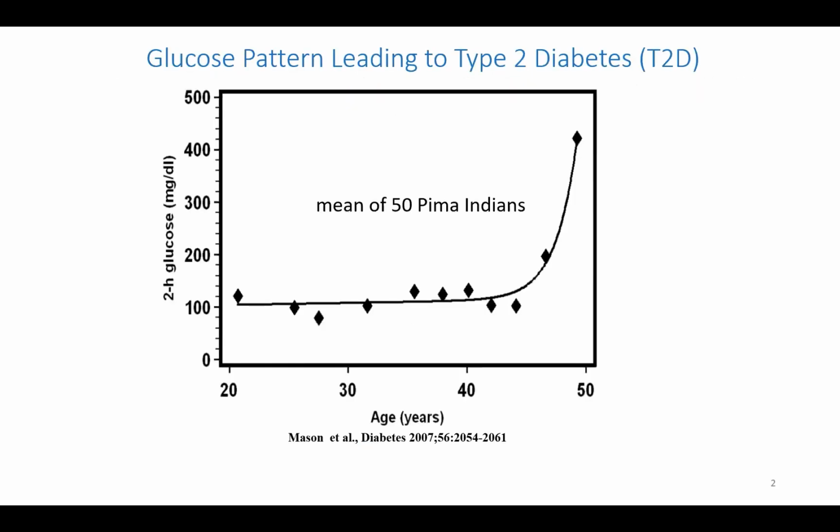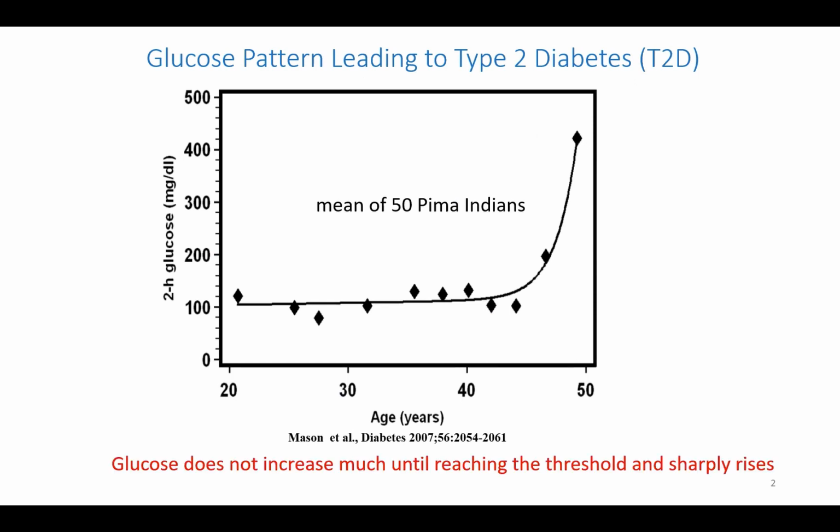So here are the glucose patterns leading to type 2 diabetes. The x-axis is age, the y-axis is 2-hour glucose. Each dot stands for a mean over 50 Pima Indians. As you can see, glucose does not change much before reaching diabetes, which is 200. Glucose does not increase much until reaching the threshold, and then rises sharply. So we can think about good biomarkers before reaching the threshold.